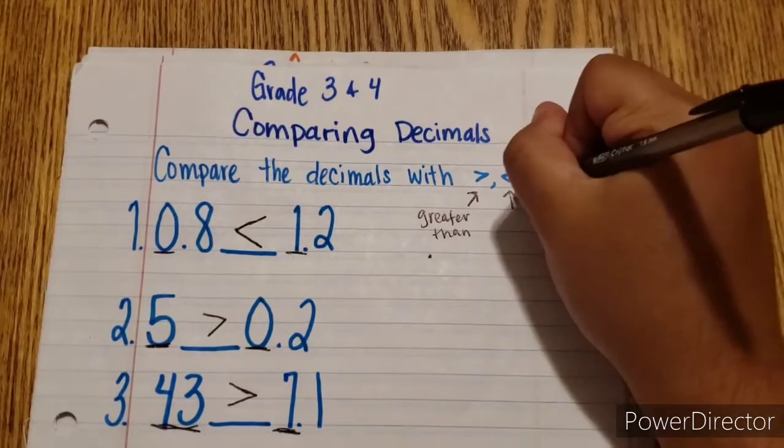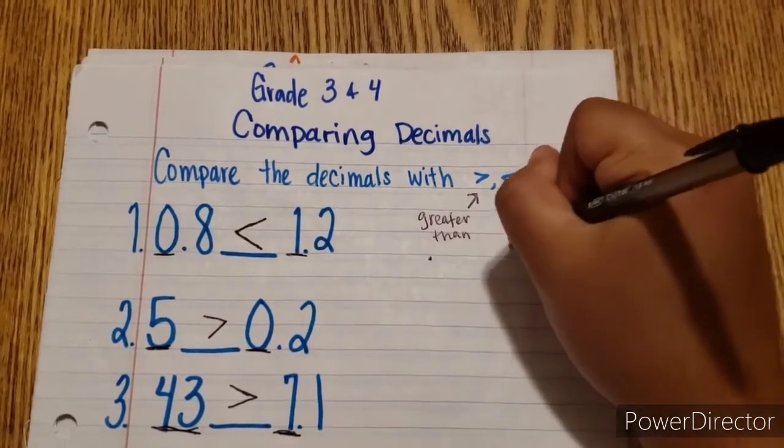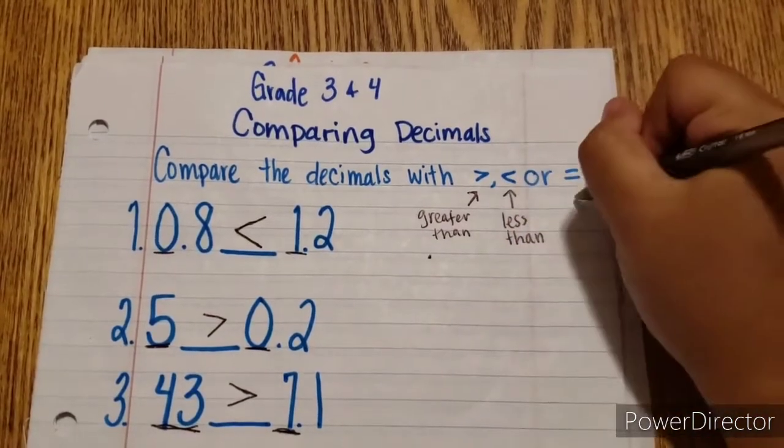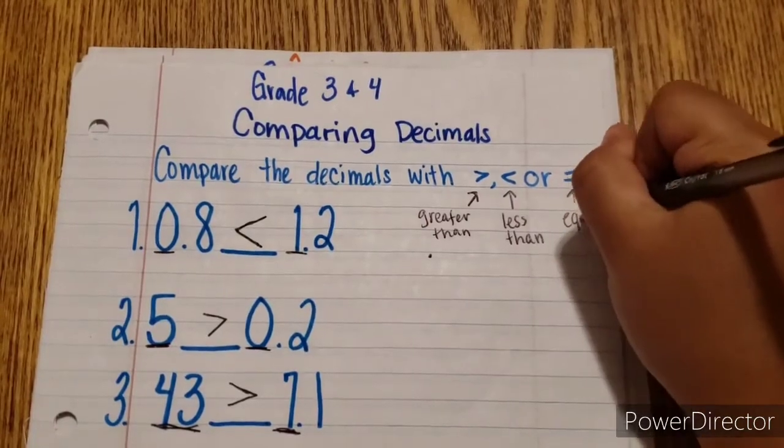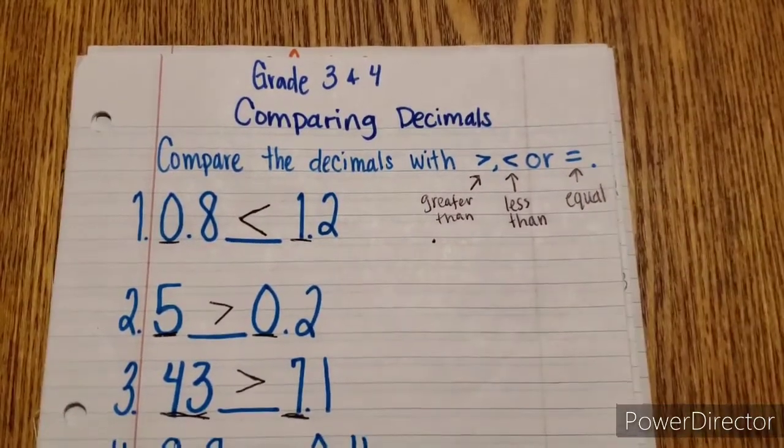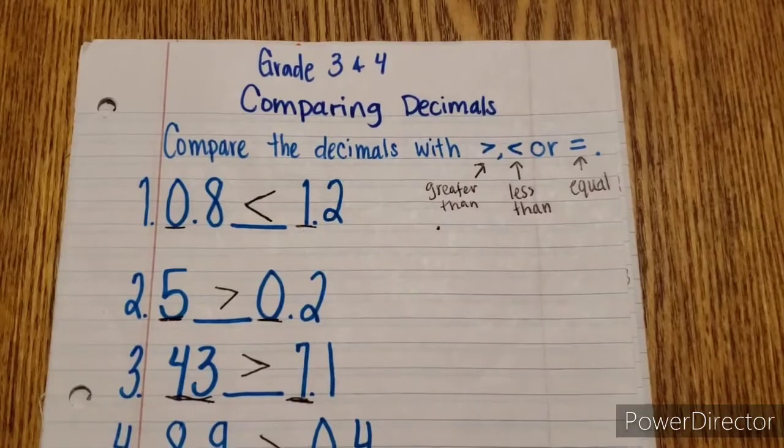So again, I want to remind you, this symbol is greater than, and this symbol is less than, and this means equal. And that is all we have for comparing decimals.